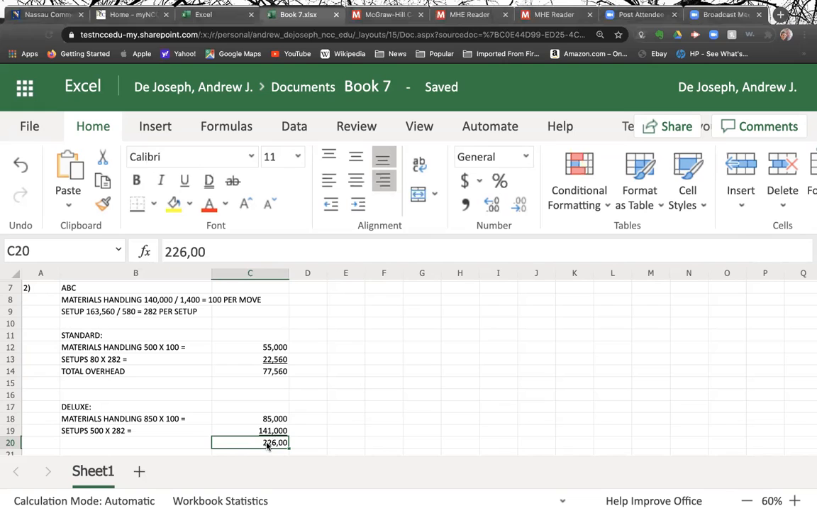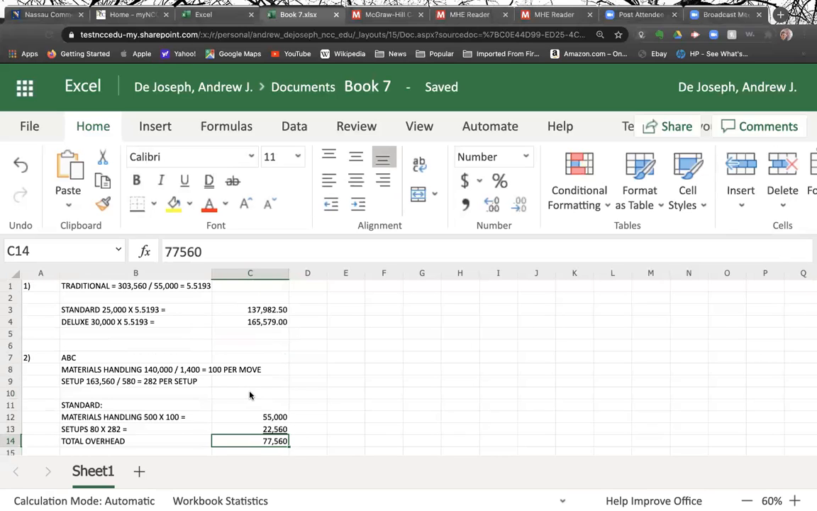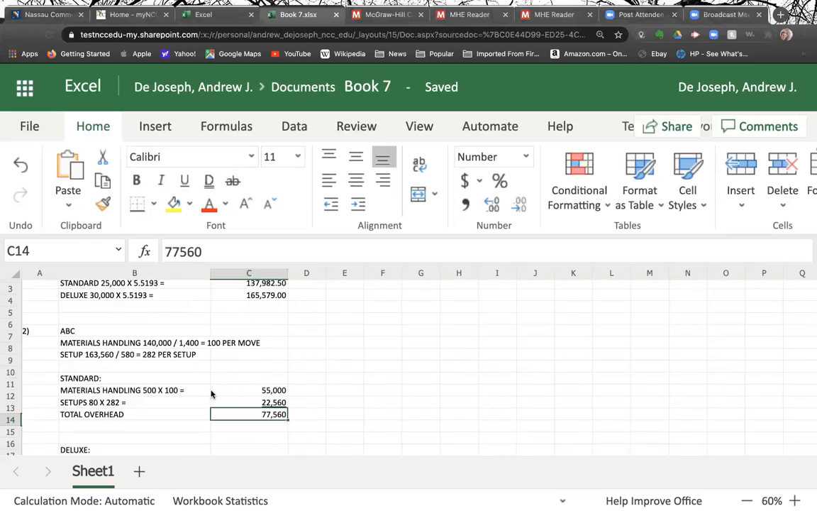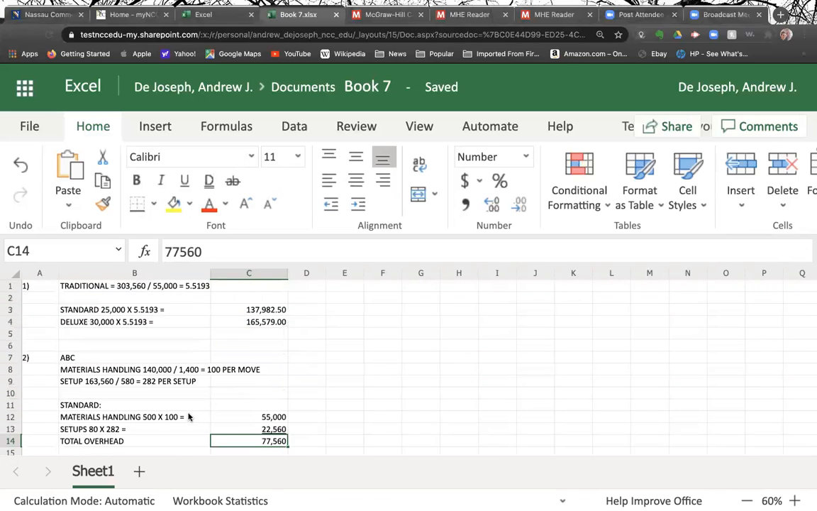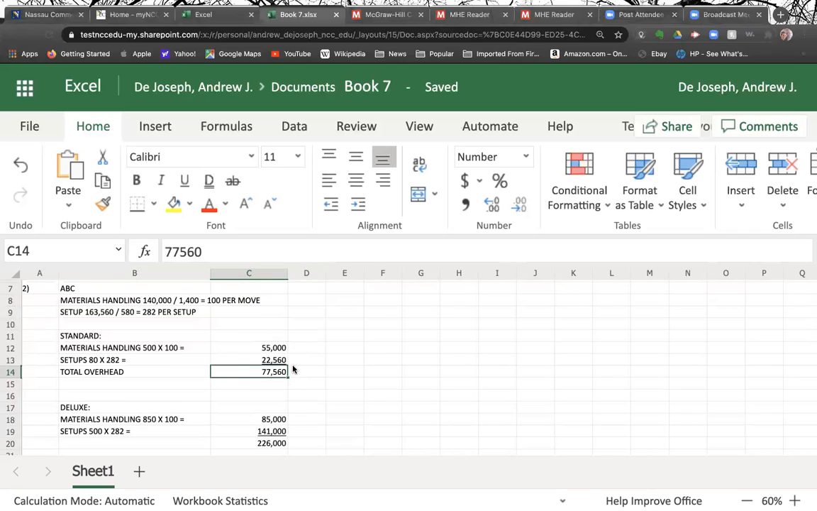If I add this 226,000 and this 77,560 together, it comes out to exactly the number I began with, 303,560. So under ABC, the numbers tie out exactly, standard plus deluxe. Under traditional, it comes close; it's about $1 off, not a big deal. But this gives us a more accurate way of measuring overhead, actual versus estimated. And a year from now, we may look at it differently, depending on how close we come.